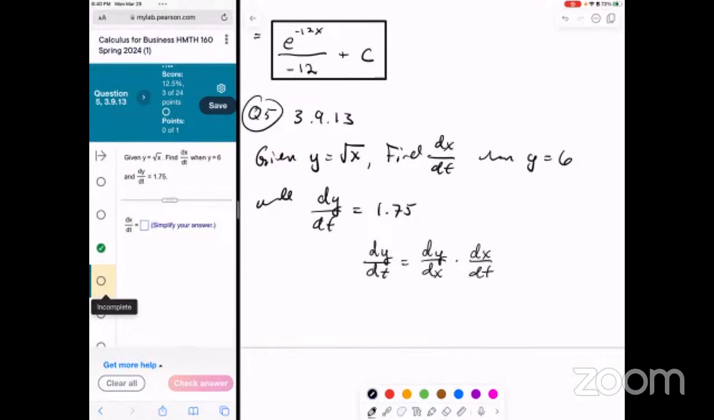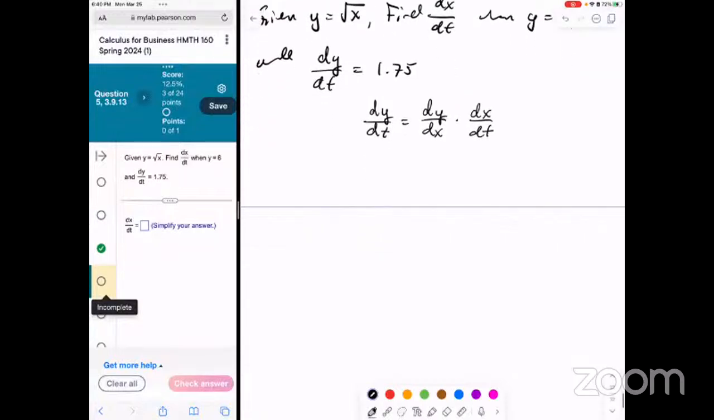So then dy by dt is 1.75 equals dy by dx. Okay, so let's find the derivative of y with respect to x. The 1/2 comes down and we subtract 1. So it should be 1/2 x to the negative 1/2. That's dy by dx. And we're still trying to solve for dx by dt. Right? And they also gave us that y is 6.